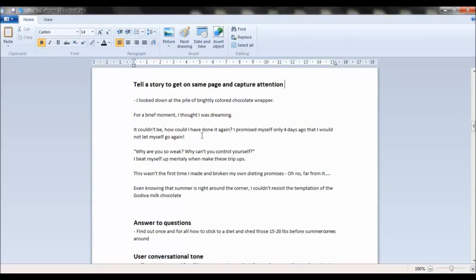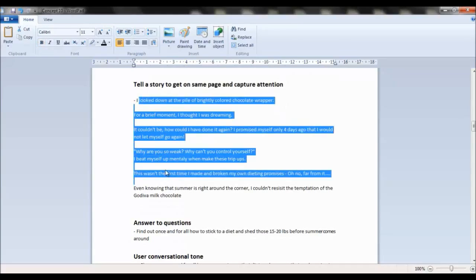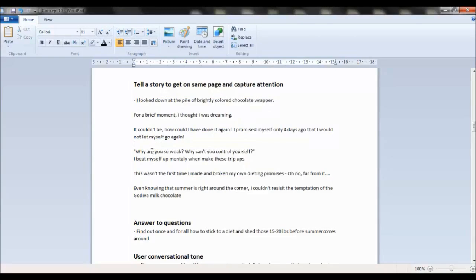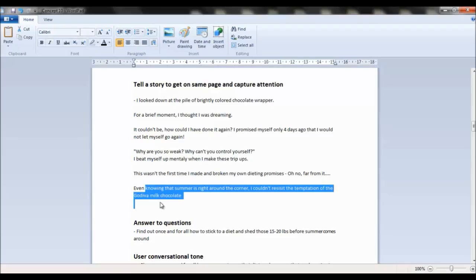Okay, again, this is an example. So I looked down at the pile of brightly colored chocolate wrappers. For a brief moment, I thought I was dreaming. It couldn't be. How could I have done it again? I promised myself only 4 days ago that I would never let myself go again. Why are you so weak? Why can't you control yourself? I beat myself up mentally when I make these trip-ups. This wasn't the first time I had made and broken my own dieting promises. Oh no, far from it. Even knowing that summer is right around the corner, I couldn't resist the temptation of the Godiva milk chocolate.